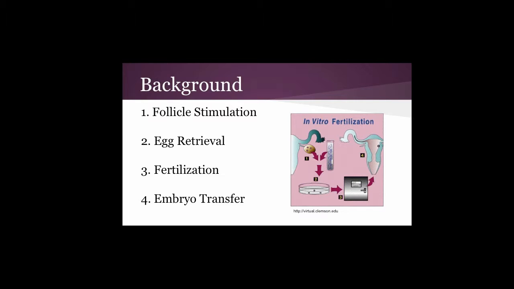The second is egg retrieval, where a very thin needle is passed through the upper vaginal wall to remove fluid from the follicles and retrieve the oocytes. The egg is then placed into a dish to transfer to the incubator. Step 3 is where sperm is mixed with the egg and monitored to make sure that a healthy embryo develops.